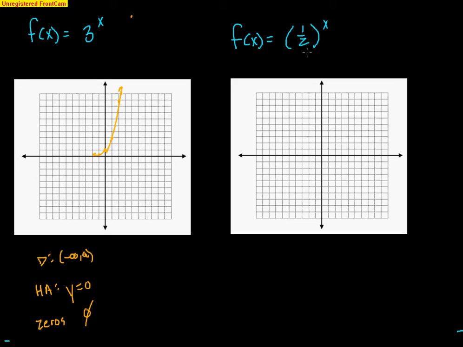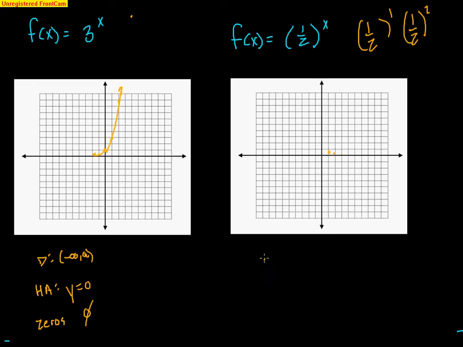However, when I make my a value 1/2, something does change. The entire idea of this graph flip-flops. Now, when I plug in 1, for example, 1/2 to the 1 is 1/2. So when I plug in 1, I get a half. When I plug in 2, I get 1/2 squared. 1/2 squared is 1/4. So notice as I go to the right, I get smaller. Plug in 3, I get 1/8. Things get smaller and smaller and smaller.